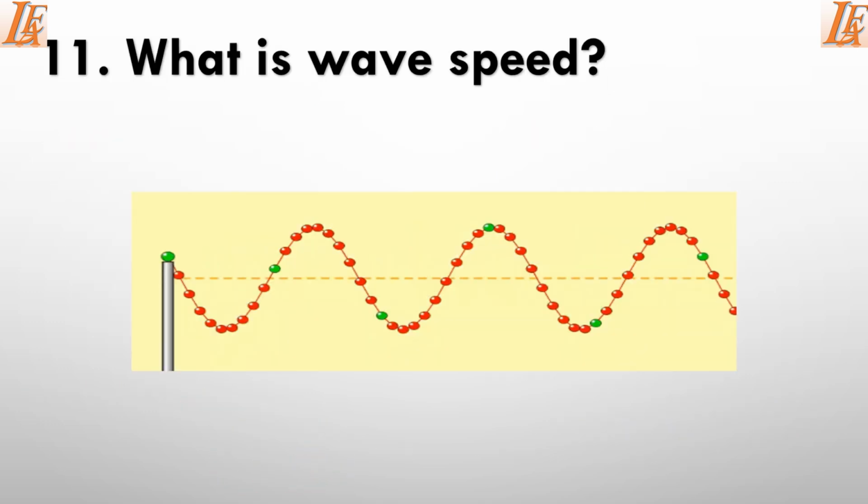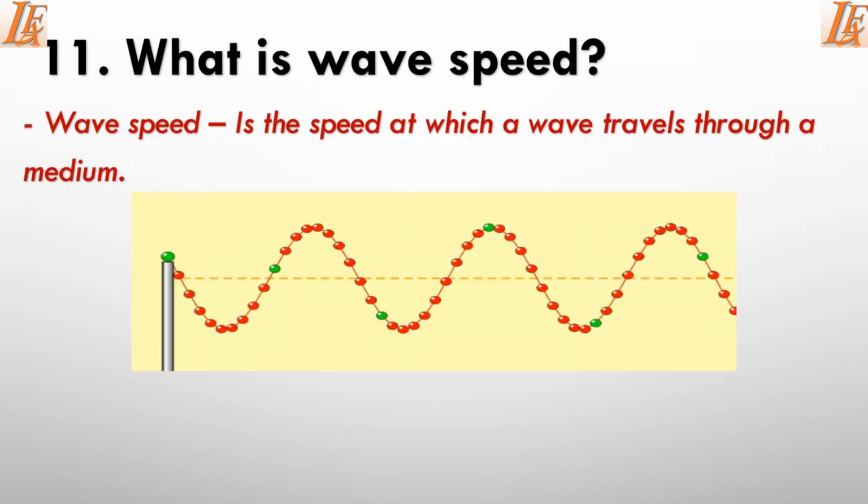Question 11. What is wave speed? Wave speed is defined as the speed at which a wave travels through a medium.